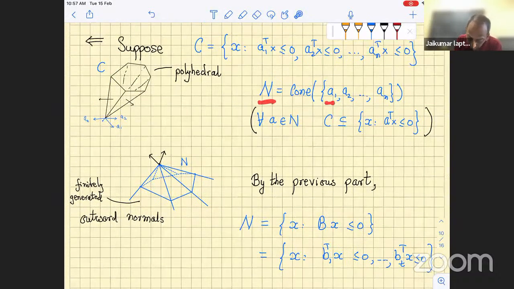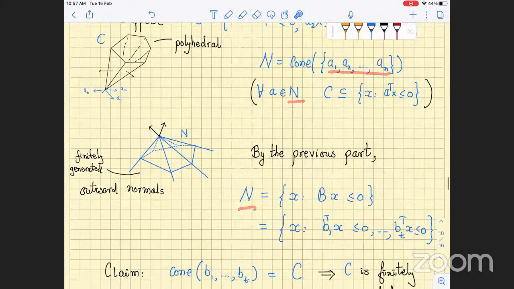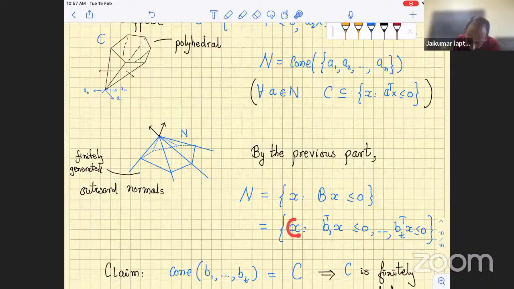N was the cone generated by these AIs. So in particular, this N contains each of these AIs. Is that clear? Each of these AIs is in N. That means each of those AIs satisfies all these equations.